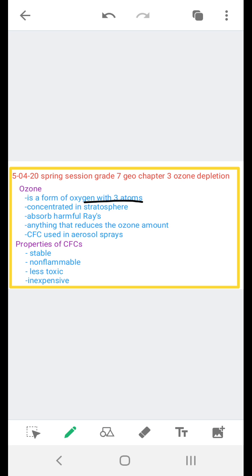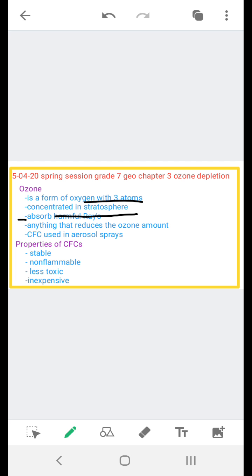Ozone is not the same as the oxygen we breathe. The difference between the oxygen we breathe and the ozone is this, that in ozone we have oxygen with three atoms, and the oxygen we breathe has two atoms. And where it is found, it is concentrated in the stratosphere. We have already discussed the layers of atmosphere in the previous chapter, and we know that the stratosphere is the layer where we find ozone.